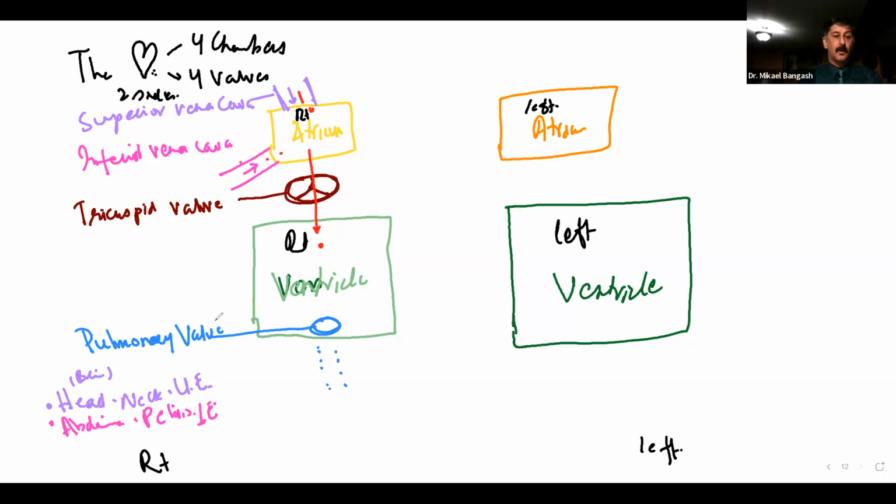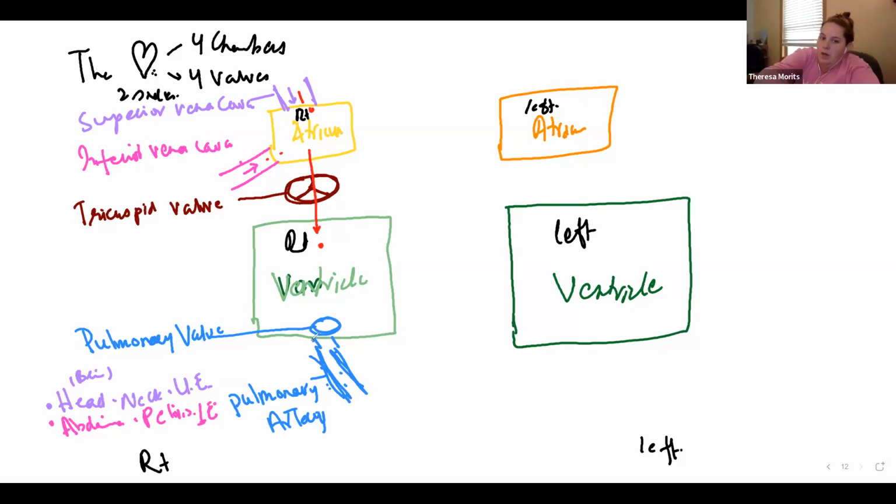Now, why is it going to be called a pulmonary valve? This set of valves here is just going to be named after the blood vessel that it opens into. And this blood vessel here is what we'll call the pulmonary artery. Did you guys get that?